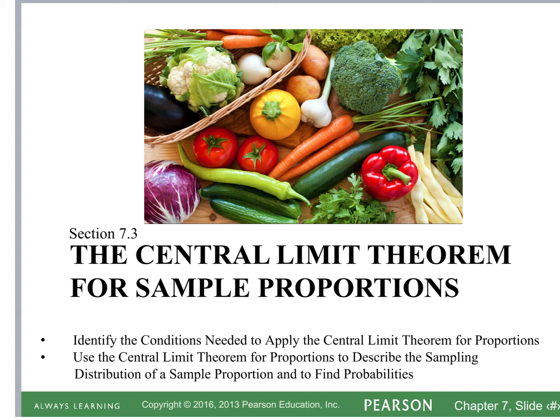In front of you right now, you should have the 7.3 video notes printout, and you should also have the standard normal table that was sent to you with the chapter 6 notes. In this one section, 7.3, you're actually going to be using pretty much everything that you've learned from chapters 1 through 6. So here we go.